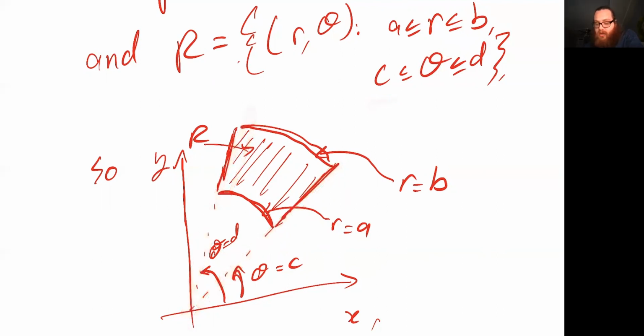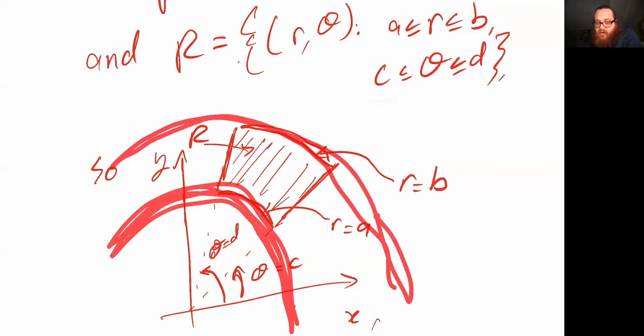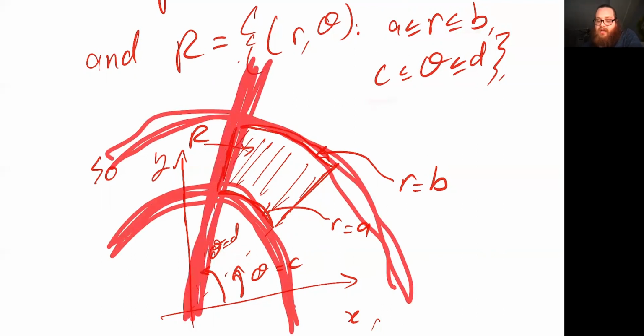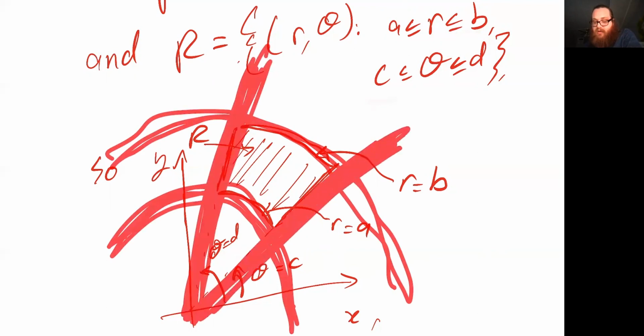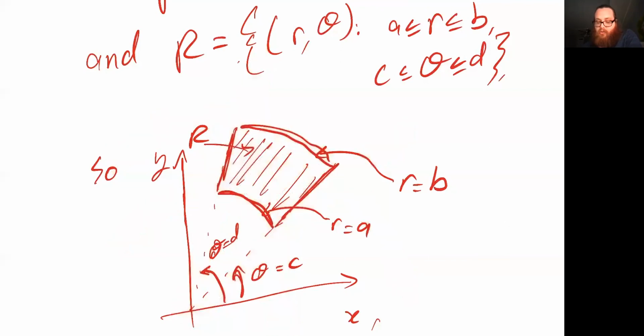So we're saying all the points that are at least A units away, but no more than B units away, and whose angle is no more than d radians, but at least c radians. So the region bounded by all of these, as prescribed, is going to be this thing in here. So that's where we get the sketch of R.